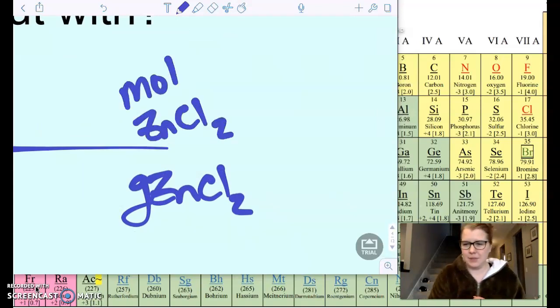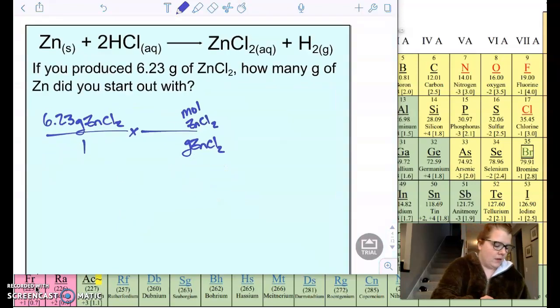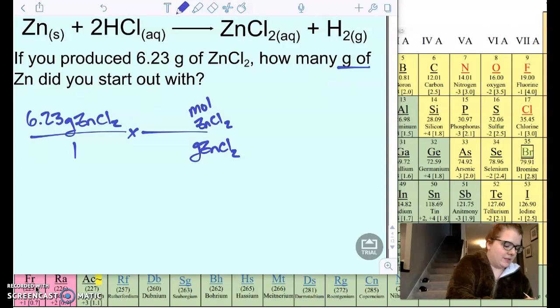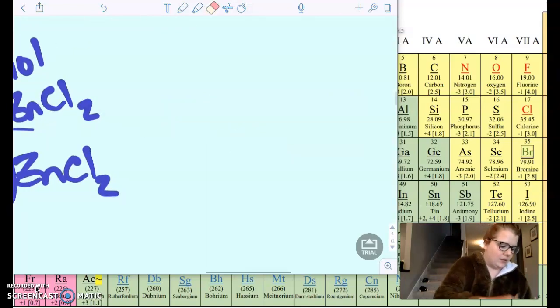I personally like to set up the entire problem first and then find values later, just to make sure I actually know what path I'm taking to get to where I want to go. So I've got moles of zinc chloride. Let's remind myself what I want. I would like grams of zinc. So I'm going to throw moles of zinc chloride on the bottom here in order to get rid of it.